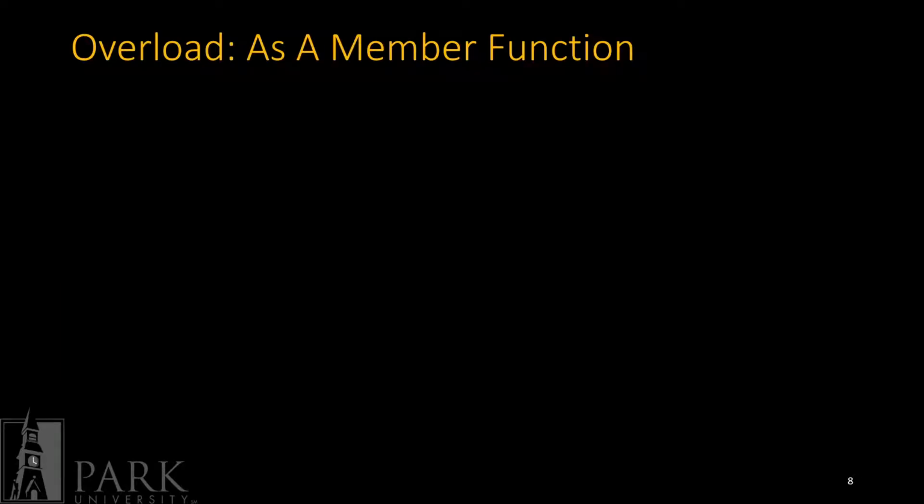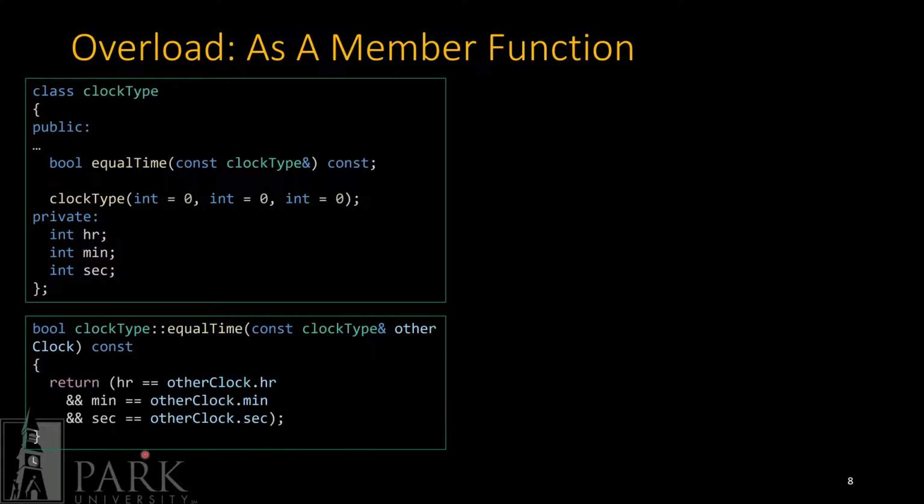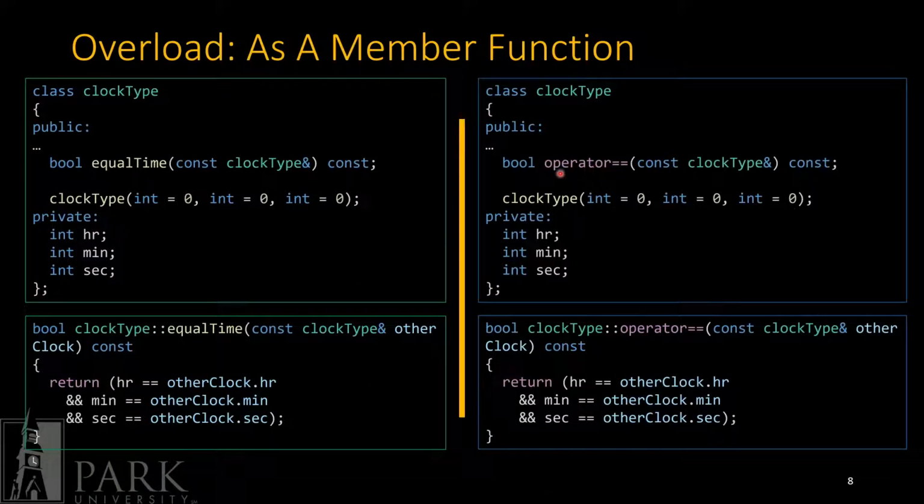So let's take a look at how we overload an operator as a member function of the class. Here you can see our declaration for clock type, and we include our function equal time, and here's the implementation for equal time. We can instead overload the equal operator to achieve the same purpose. So here you can see we are now declaring the equal operator, and here's our implementation for it. And you can tell that they are virtually identical except for the name of the function. That's it. That's all it takes to implement operator overloading inside a member function. Pretty simple, isn't it?